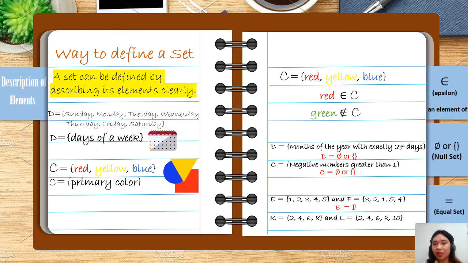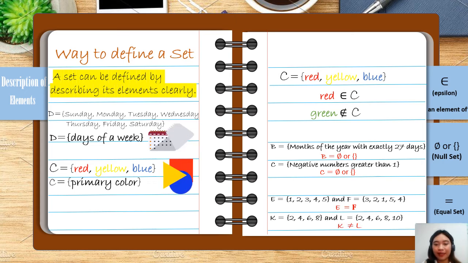Set E is equal to set F since set E and F contain exactly the same elements. We say E is equal to F and we write it like this. In this example, the order in which the elements appear in the set is not important.